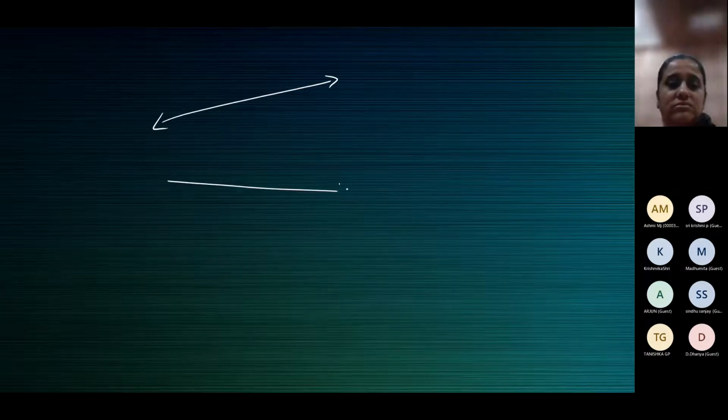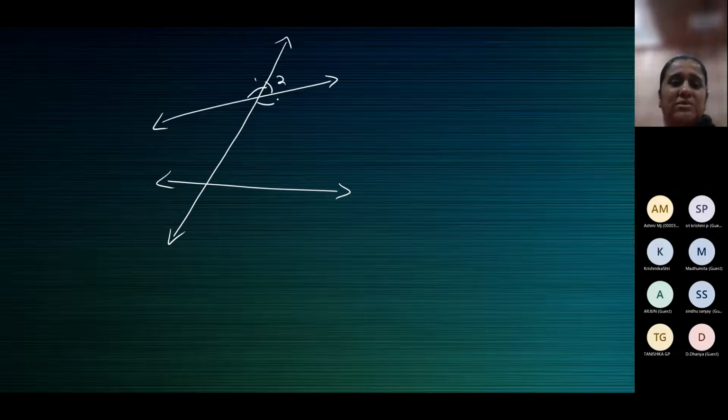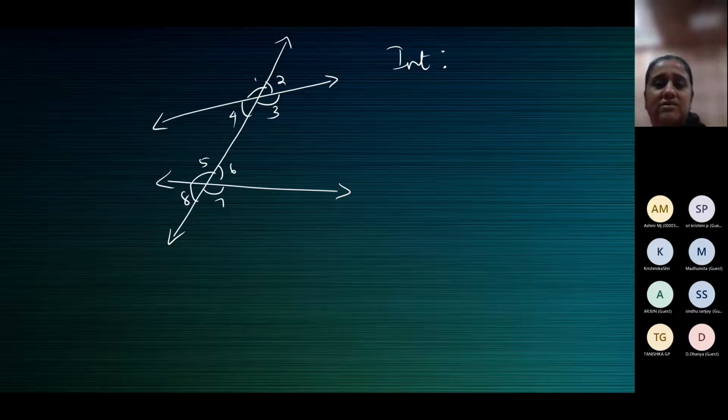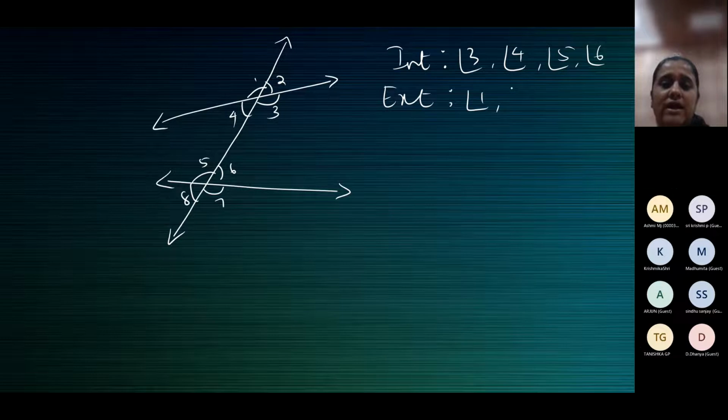Okay, fine. Let me do it here again. Same figure, children. Maybe the position changes, okay? Don't worry about that. Here, by this marking, the interior angles are angle 3, angle 4, angle 5, and angle 6. Exterior angles are angle 1, angle 2, angle 7, and angle 8.